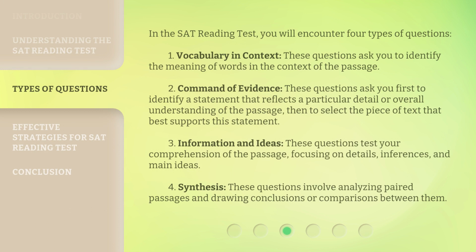In the SAT reading test, you will encounter 4 types of questions. 1. Vocabulary and context. These questions ask you to identify the meaning of words in the context of the passage. 2. Command of evidence. These questions ask you first to identify a statement that reflects a particular detail or overall understanding of the passage, then to select the piece of text that best supports this statement.